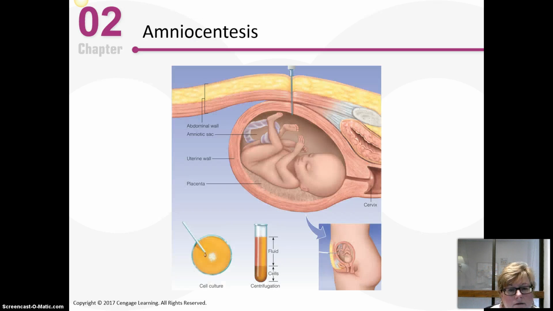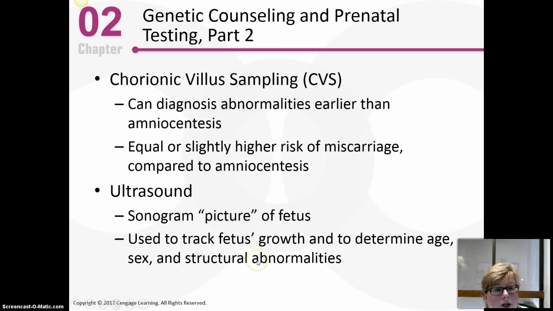So here is a visual. You can see this object right here by my mouse. That's a needle, in case you're wondering what that is. It's going through the abdomen wall and through to the sac, the amniotic sac right in here, and they're getting some of the fluid from the amniotic sac. And you can see here that they do cell cultures and try to learn more.